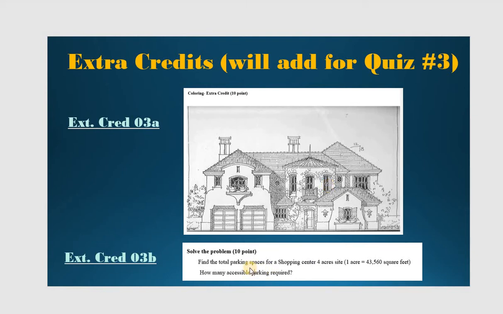And the second one, you need to solve the problem. This time, for quiz number 3, you need to calculate parking space. This one includes accessible parking and also van accessible parking. So I will give you instructions on how to do that. So we have 2 of them: the first one is coloring, the second one is solving the problem.